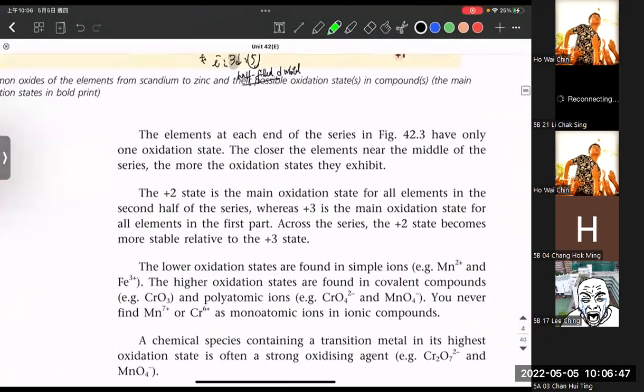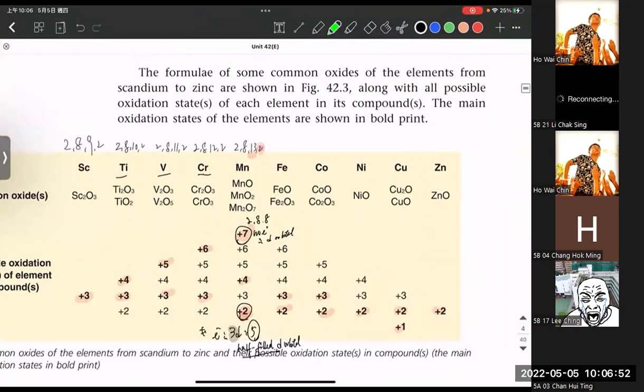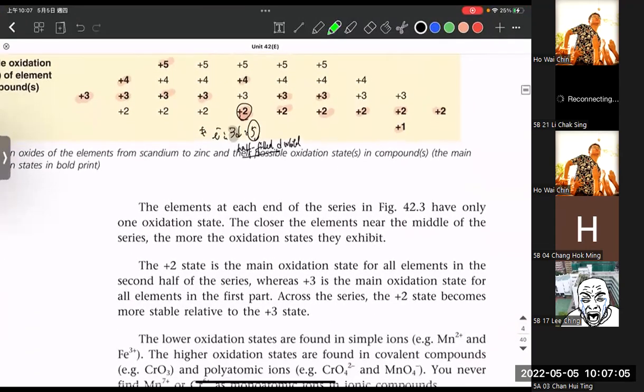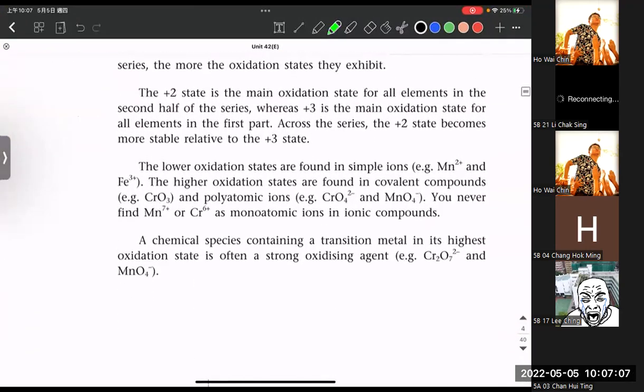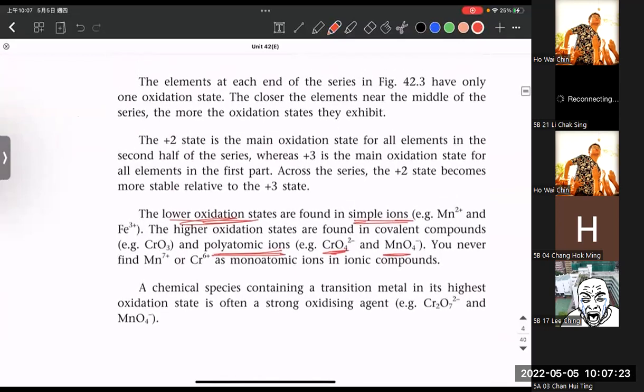So, in short, you may find the oxidation state mainly +2, +3. But for the higher oxidation states, what do you find? It is found as a covalent compound. Can you see that? Covalent compounded ions, so we call it a polyatomic ion. For lower oxidation states, they are found as simple ions.